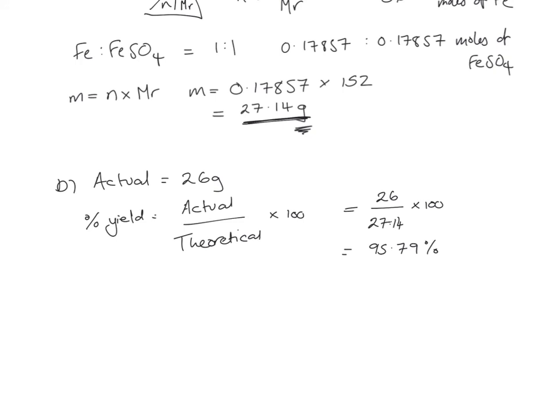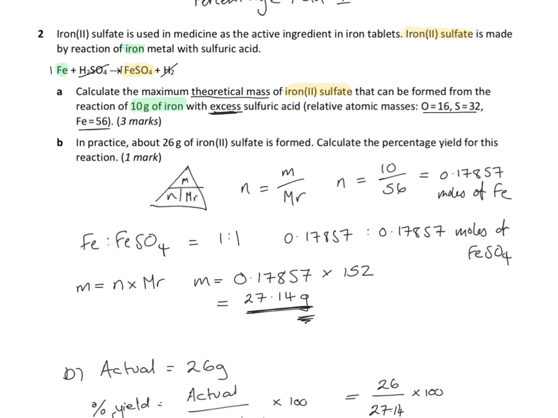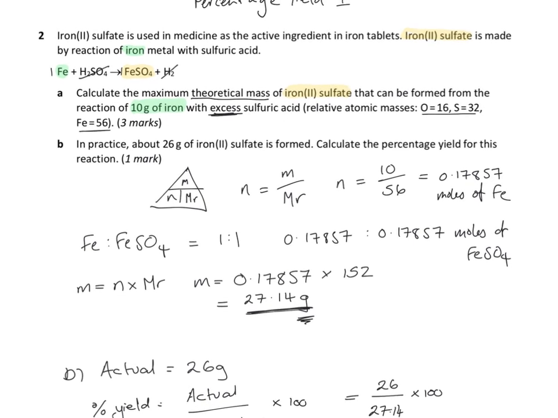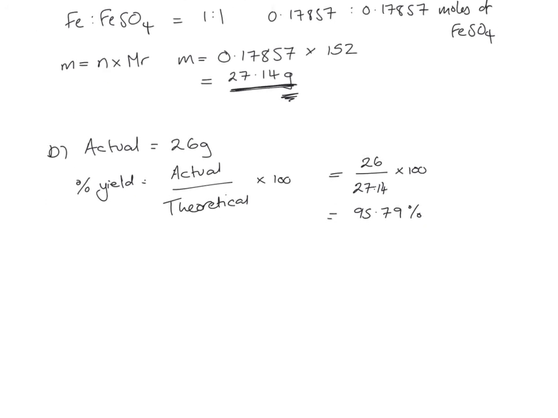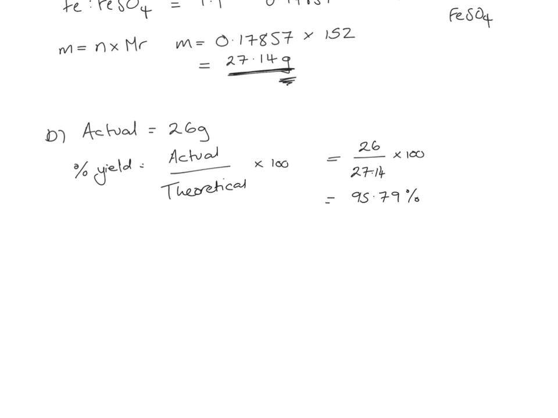Now, depending on what they asked for in the question, you would round that or not. In this question, they haven't actually asked us if we look up here. So if they don't tell you, then you generally go to the number of significant figures that are in the question, which seems to be 2. But I'm going to leave that at 95.79% as my final answer there.